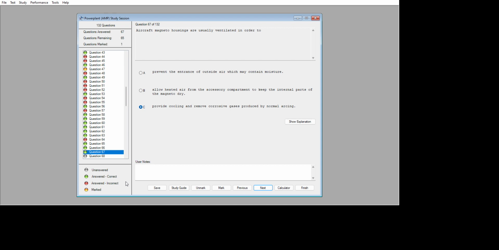How many secondary coils are required in a low tension ignition system?